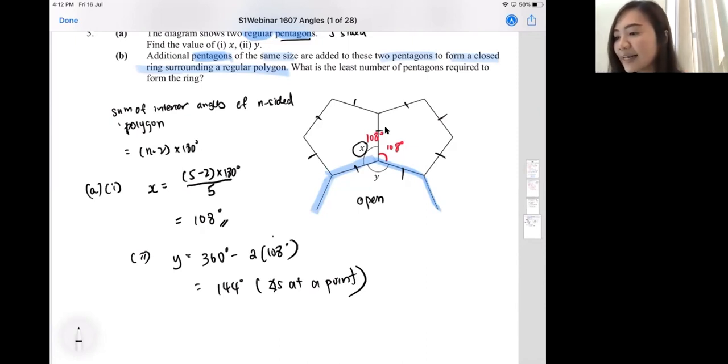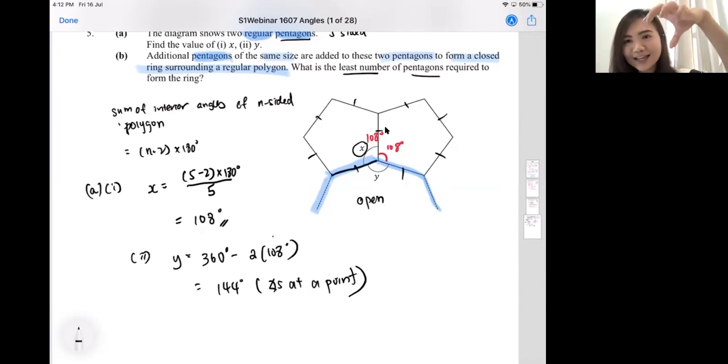So what is the least number of pentagons required to form the ring? You realize something: one pentagon corresponds to one side. One pentagon sticks to one side. So if you know the number of sides, then you can find the number of pentagons.